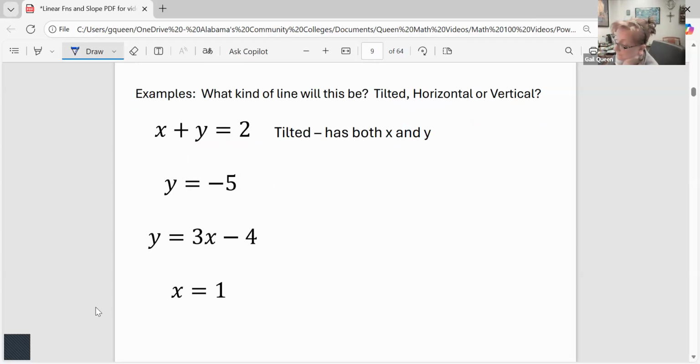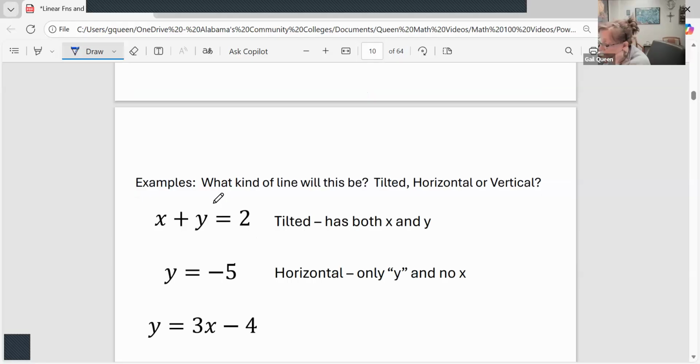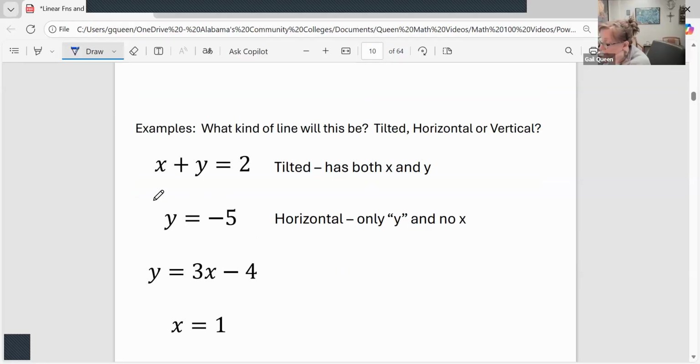Now let's look at line number 2. All of these are going to be lines. They're all variables to the first power. All right, so the second example is y equals 5. I'm sorry, y equals -5. So this is y only. That means that it is a horizontal line. When your equation has y only and there's no x at all, then you have a horizontal line. Okay, that means it's like a flat street. It's not going uphill, not going downhill.